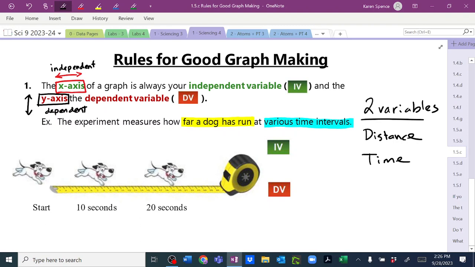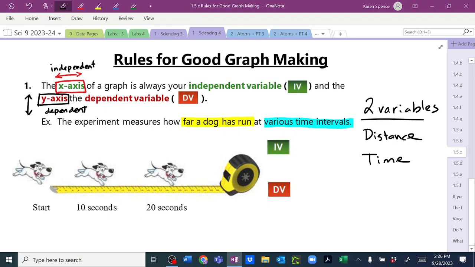Yes? What about speed? Ah, good guess, but the speed is the slope of the line, which you would have to do some math to get. We'll come to that. That's an exciting thing to do, finding the slope. Okay. So yes.